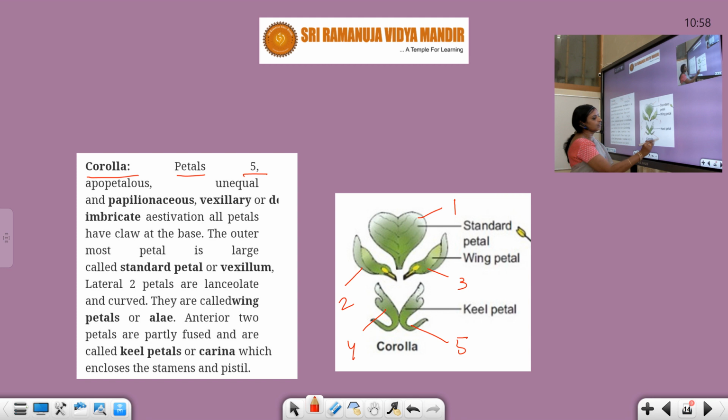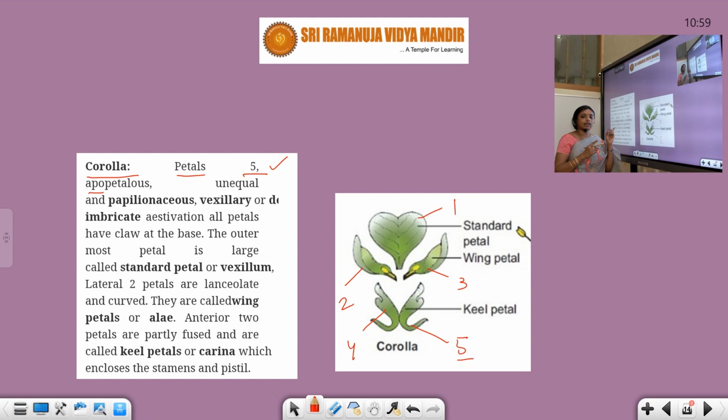Now, apopetalous. Apo means polypetalous. Sepals are united, so it is the gamosepalous condition, but petals are free, polypetalous. Here you can see the arrangement is in the aestivation. We have seen descending type of aestivation, known as vexillary. I told you the example for vexillary aestivation is pea.